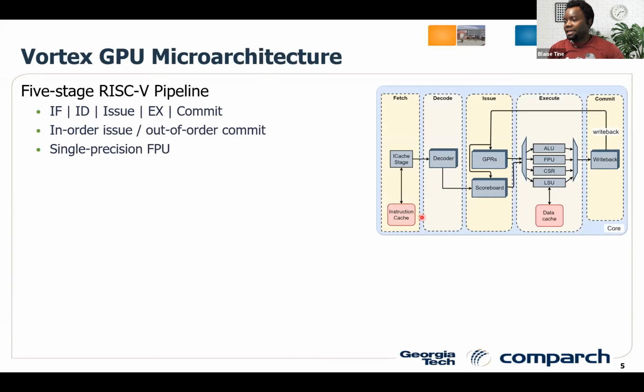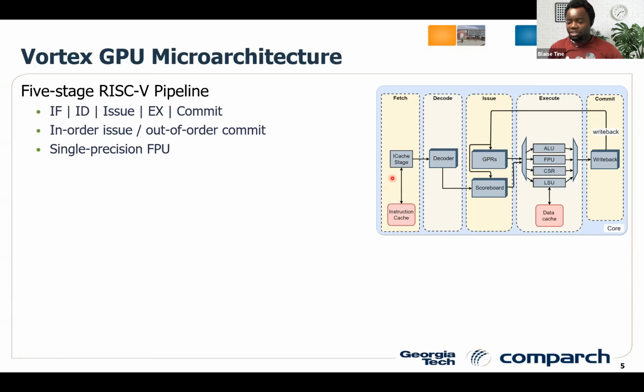This is the baseline microarchitecture of a RISC-V pipeline, a 5-stage RISC-V pipeline, where you have the fetch stage, the decode stage, the issue stage, the execute stage, and the commit stage. This is an in-order issue, out-of-order commit pipeline.